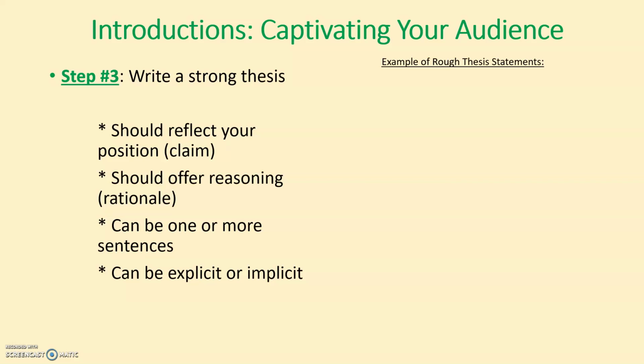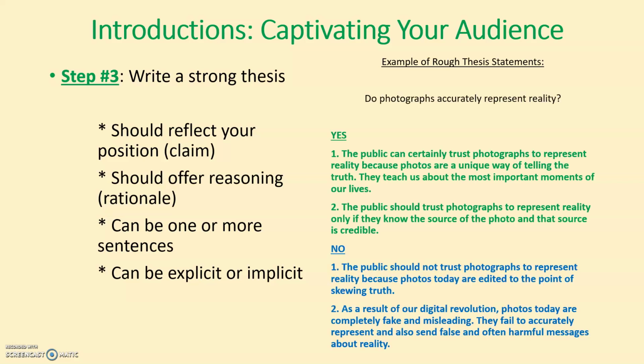Now, implicit thesis writing is very difficult, and I don't usually teach it just because it's at a very advanced level. But what we are mostly used to in an English class is an explicit thesis where we clearly state our claim and our rationales. So here's some examples for you guys.